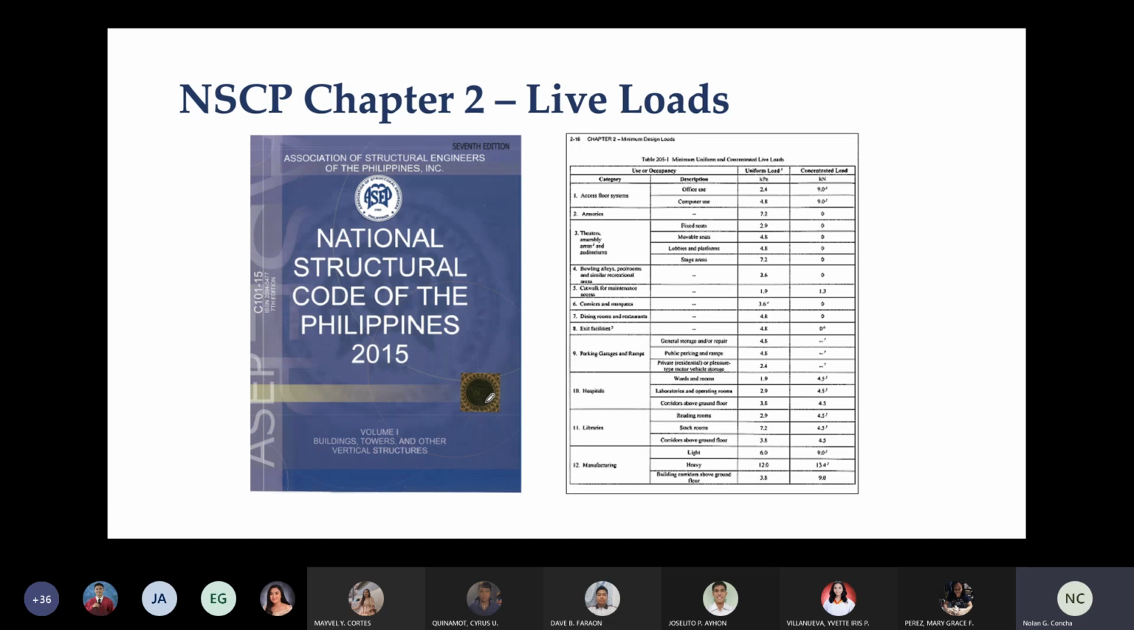In NSCP, we also have values. Like I said earlier, Chapter 2 is for minimum design loads. That includes live load, dead load, earthquake, and wind. So, we also have live load values in the NSCP. Here are some examples. For office, 2.4. For computer use, 4.8, and so on. These are different values, and this is actually what we use in the design. The student gets a value from here depending on the type of occupancy. That value in turn is used to calculate the load, and that load in turn is used to design the structural members.